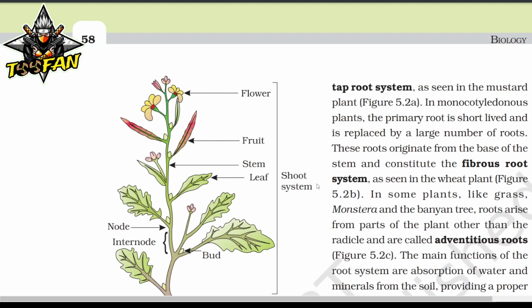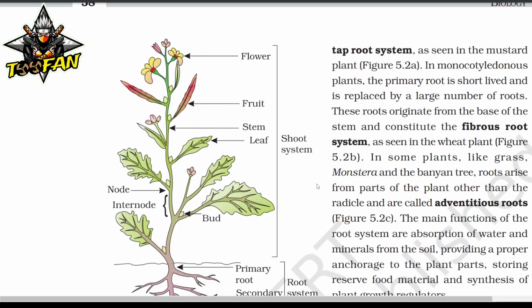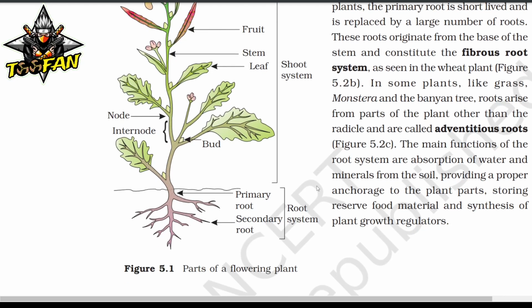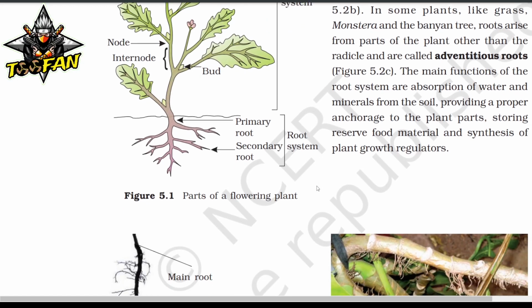In monocotyledonous plants, the primary root is short-lived and is replaced by a large number of roots. These roots originate from the base of the stem and constitute the fibrous root system, as in the wheat plant. In some plants like grass, Monstera and banyan tree, roots arise from parts of the plant other than the radicle and are called adventitious roots. The main functions of the root system are absorption of water and minerals from the soil, providing proper anchorage to the plant parts, storing reserve food material, and synthesis of plant growth regulators.